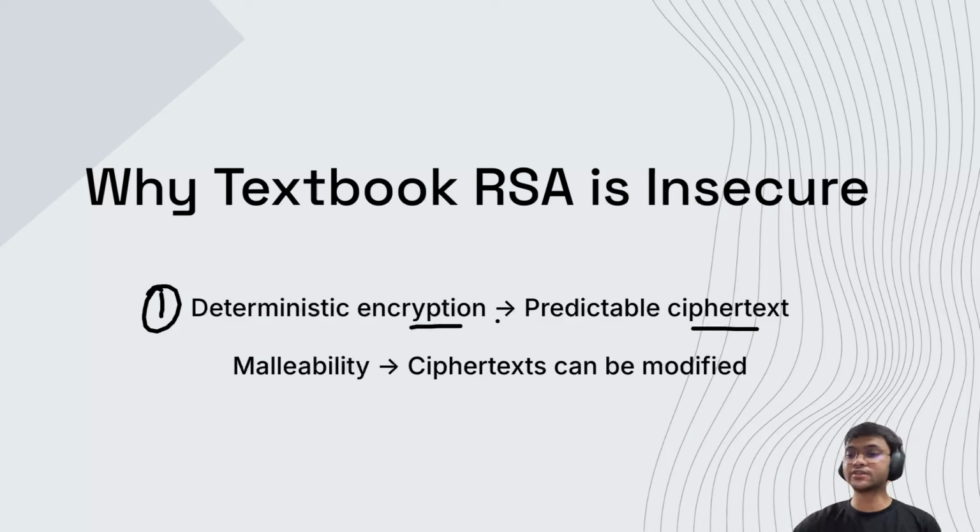Besides this, RSA is also malleable. That means that its algebraic structure allows an attacker to manipulate the ciphertext in meaningful ways that could help them find out the plaintext. Let us analyze each of them in detail with a sample example.